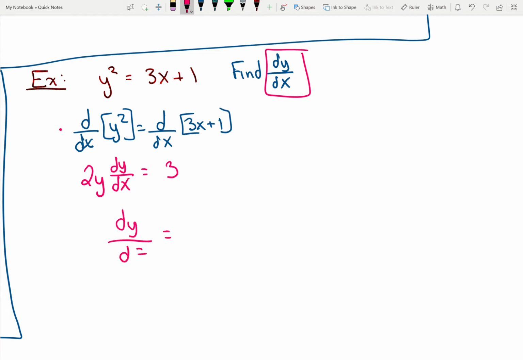Let's put 2y on the other side, and we get 3 divided by 2y.